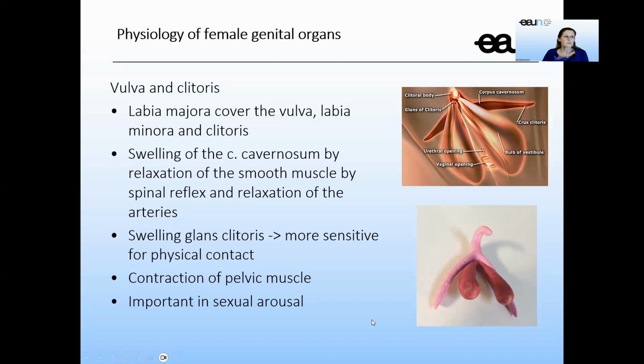And then also most of the time there's some contraction of the pelvic muscle during that period.